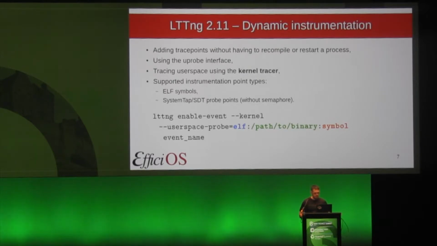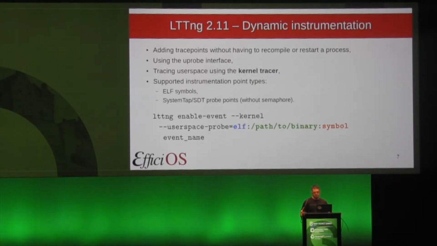Another feature that came into LTTng 2.11 is dynamic instrumentation. The whole idea there is to be able to add trace points without having to recompile or restart the process. We have been doing a lot of experiments in that area in the past years, but the approach we chose as an initial step is really just to allow integration with uprobes. It's a kernel facility that allows instrumenting user space with breakpoints.